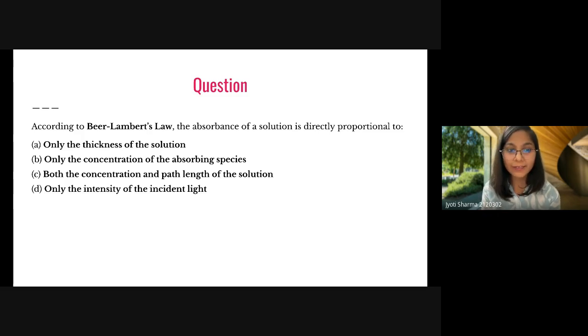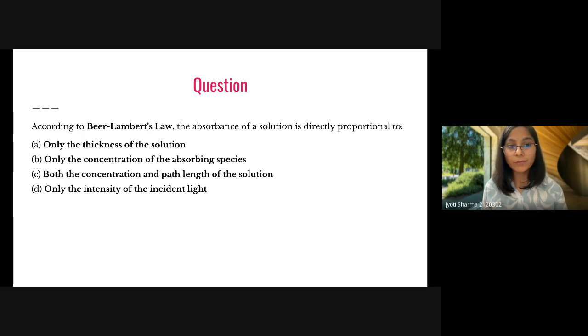Now I have 3 or 4 questions and I'm expecting the answer from you, because these are not numerical questions at all. According to Beer-Lambert law, the absorbance of a solution is directly proportional to: only the thickness of the solution, only the concentration of the absorbing species, both the concentration and path length of the solution, or only the intensity of the incident light. What do you think? What should be the answer for this?